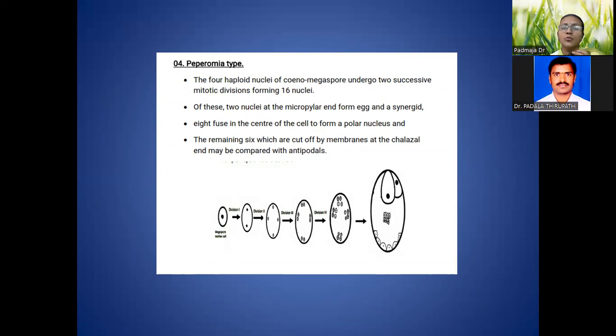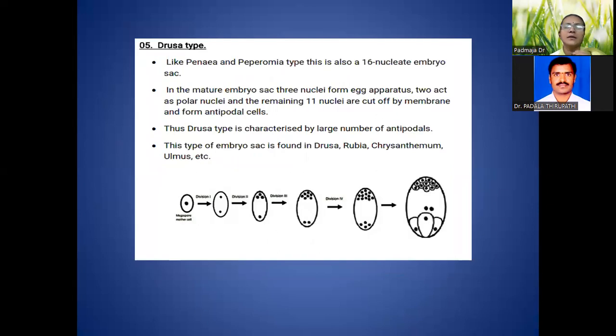And the chromosome condition of the endosperm: 8 are already present. Another male gamete will fuse with this. As a result, the 9n condition of the endosperm is formed here in the Peperomia type. Now, here we see the Drusa type. Like the Penaea and Peperomia types, this is also a 16 nucleate embryo sac. If you count the nuclei, 16 are present.